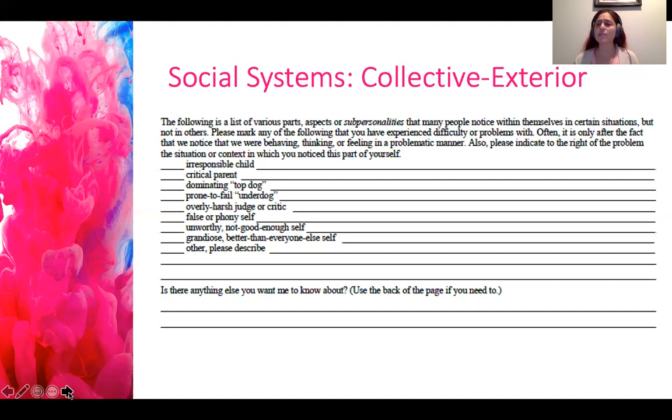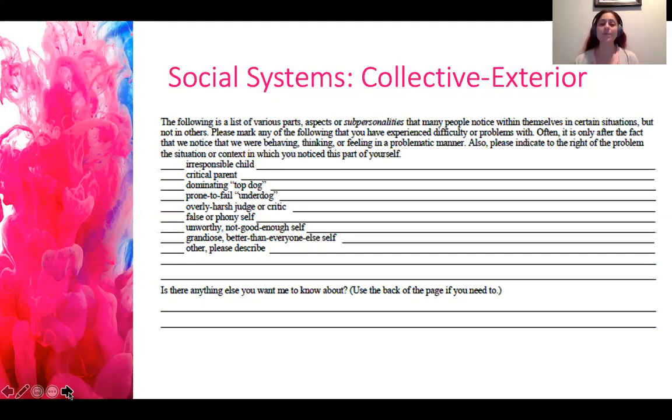So did you ever feel like an irresponsible child? Did you ever feel like the critical parent? And just kind of going from there. And if they're looking at you like, this maybe isn't the thing for them, it's a little bit too heady for them, move on, okay? You'll get at this stuff in the process of therapy.